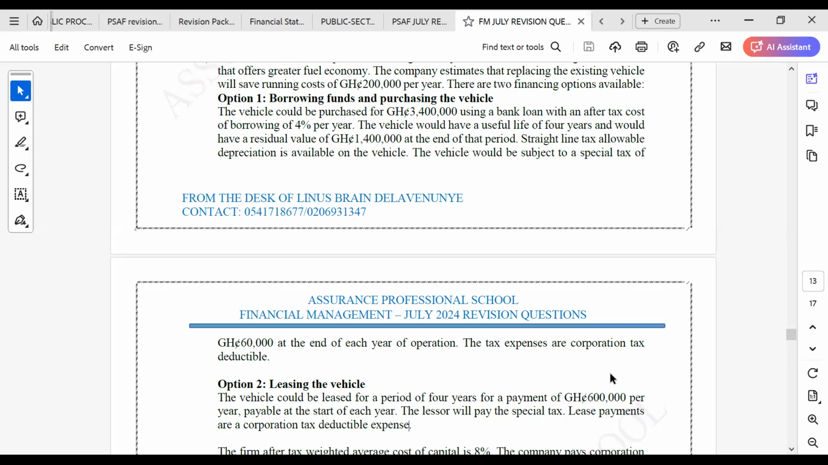Okay, so let's come here. The vehicle could be leased for a period of 4 years for payment at the start of the year. The lessor will pay the special tax. The lessor will pay what? The special tax. So it means that tax is not going to be a cost over here for us. Are you okay? Yes. Okay. The lease payments are corporation tax deductible.